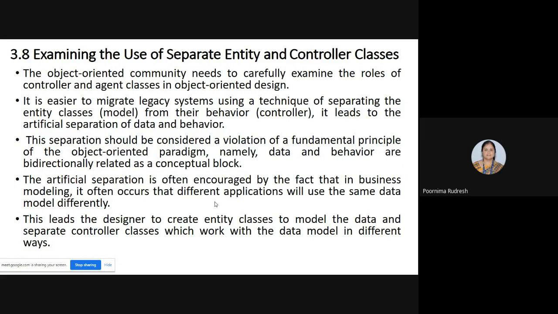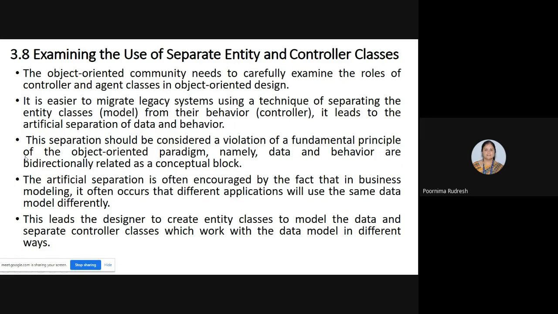In heuristic 3.1 itself, we have studied that both should be placed in a single class. That is violated here because we are separating the data and behavior. So when we separate the data and behavior, we need to consider it a violation of a fundamental principle of the object-oriented paradigm. And this artificial separation is often encouraged by many business modeling applications.